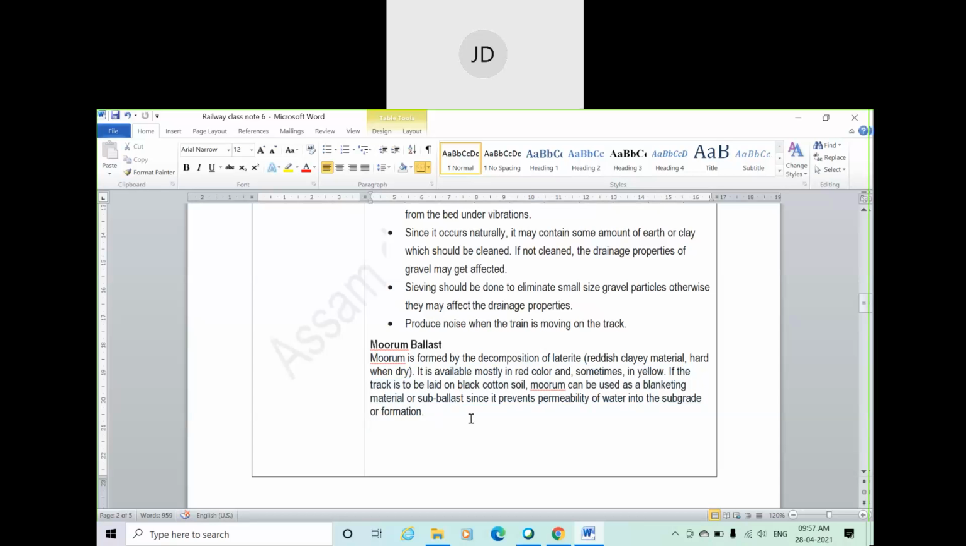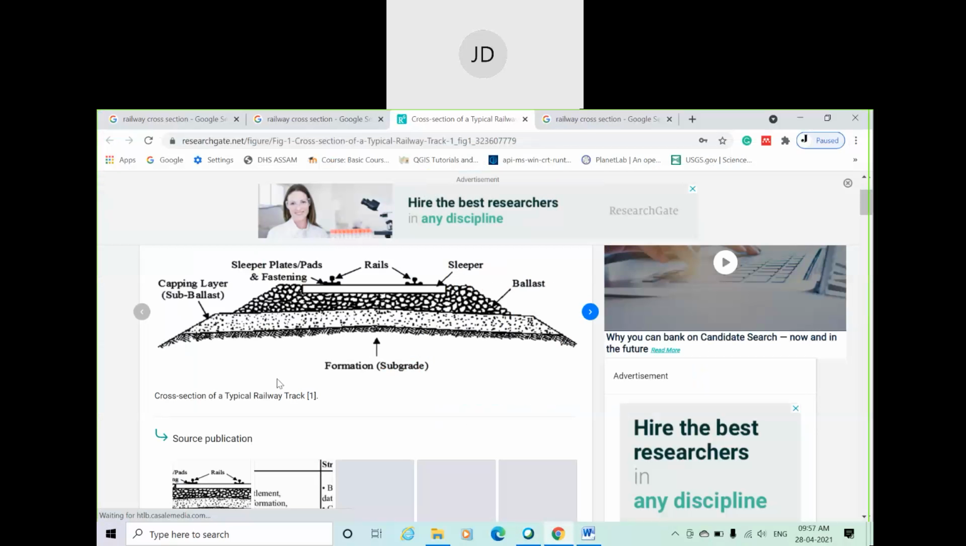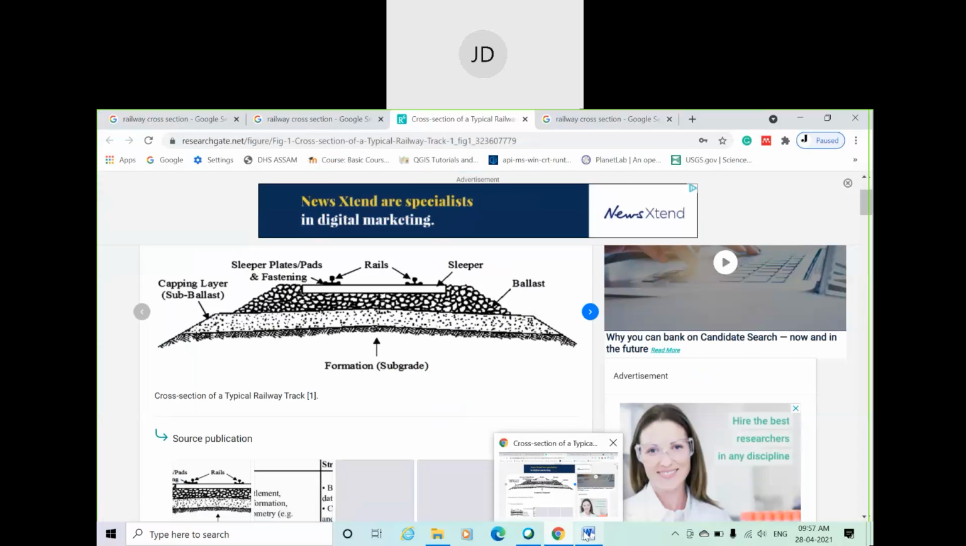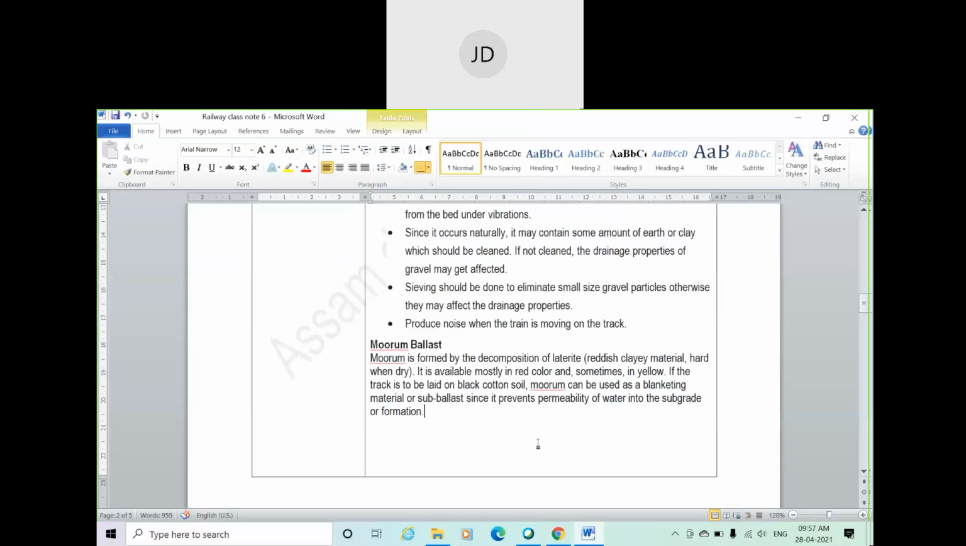That means suppose your subgrade soil is black cotton soil. That means I'm talking about this subgrade soil. Suppose your natural soil is black cotton soil. Now you are already familiar with black cotton soil, I hope. Black cotton soil is what? It is a highly plastic soil, or you can say highly clay soil. It has the ability to shrink or expand its volume depending on the presence of water.